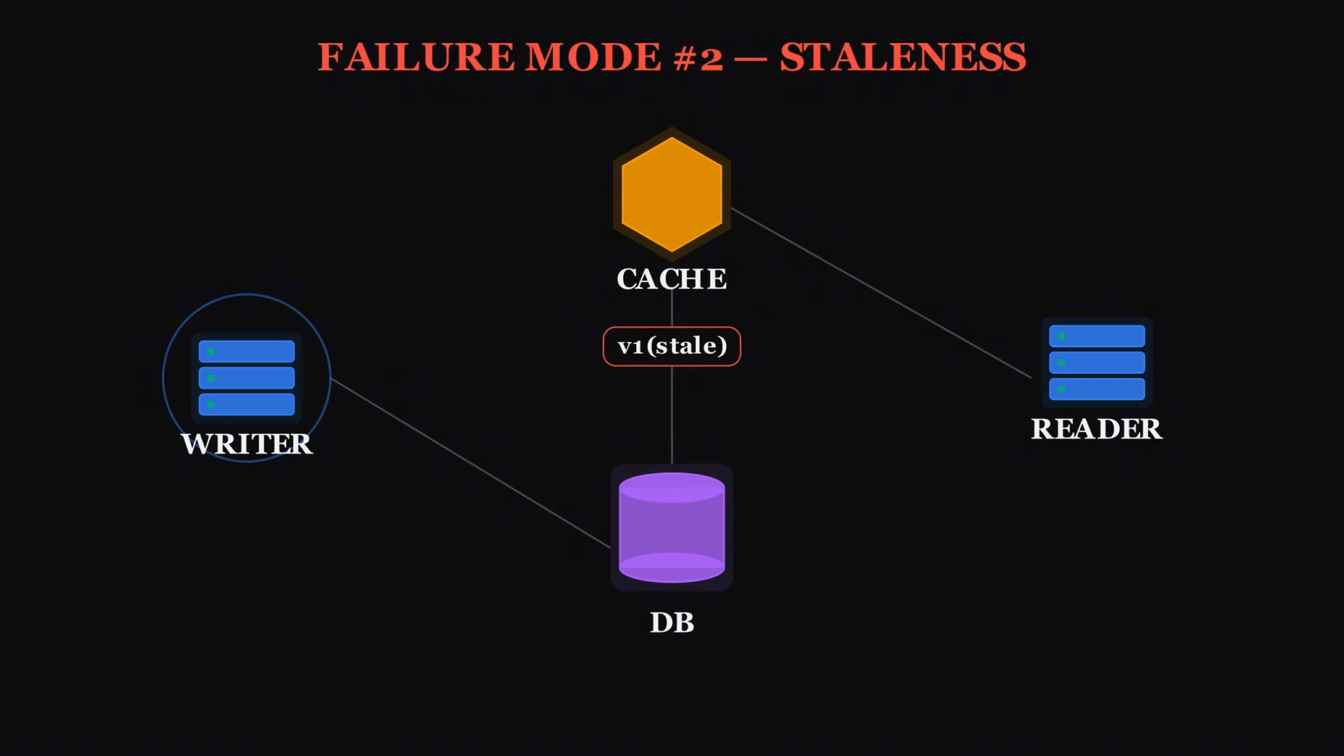The cache and the database disagreed at one specific moment in time. The reader caught that moment. This isn't a topology bug, it's a timing race, and it can't be fixed by choosing a better pattern. Every cache that's eventually consistent with its source of truth has this window.